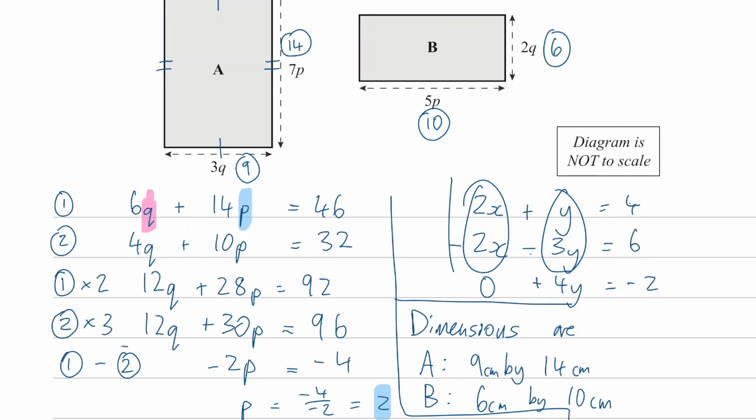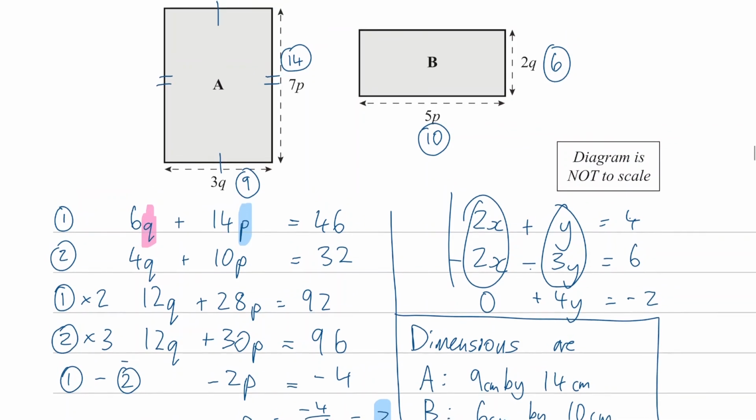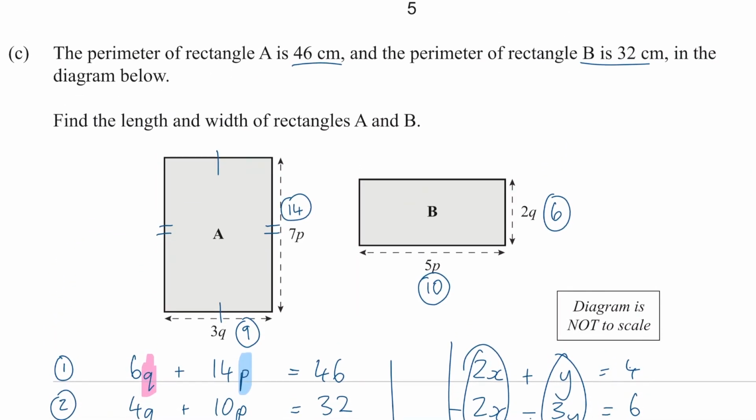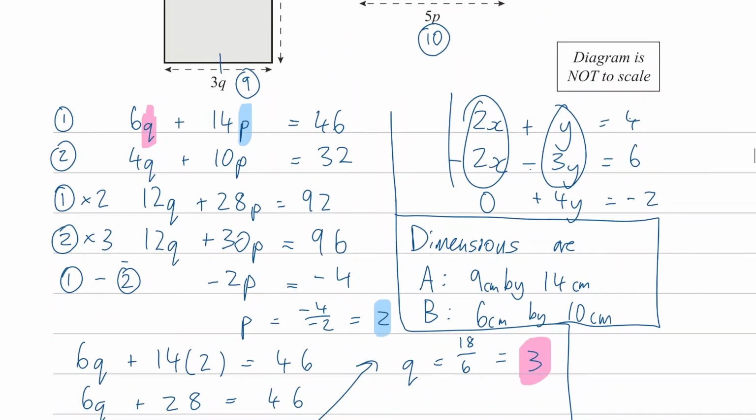Awesome. So that would be our final answer there. And when we get to this stage, we can double check, because remember we were given the perimeter. So for rectangle B, for example, it's 32 centimeters, which makes sense, right? 10 plus 10 plus 6 plus 6 adds up to 32. And we can also check for rectangle A. Okay, now we're done.